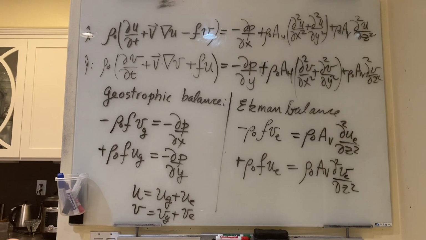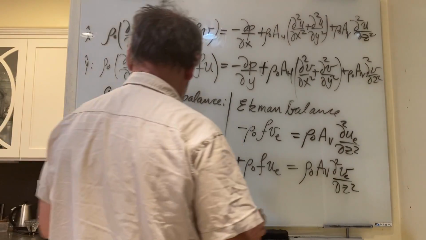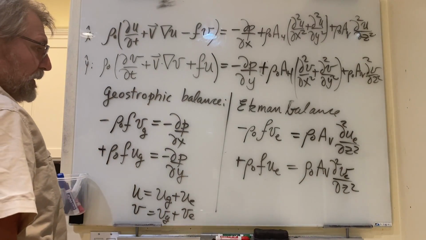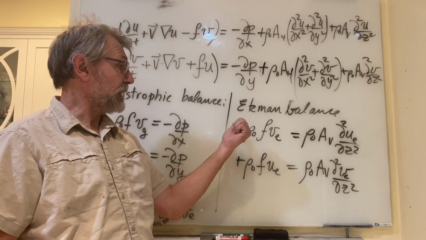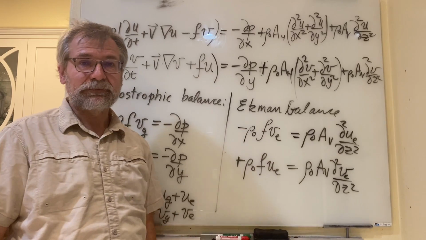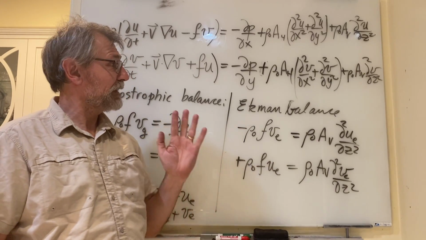All right, so we have these two types of balance, the Ekman balance and the geostrophic balance. And in the next video, we're going to look at the Ekman balance. We're going to study that a bit more. All right, so that's all I have for now.